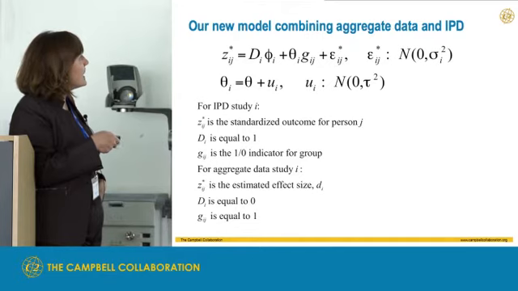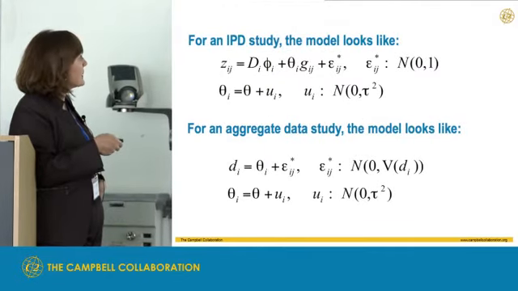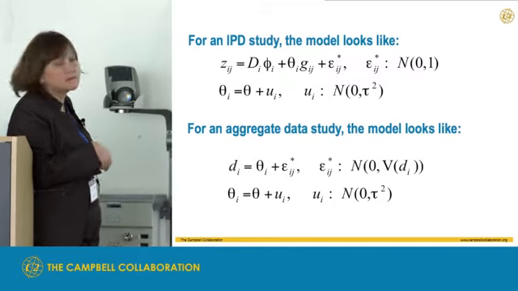So when we have a study that is aggregate data, this goes away, and we just have 1, and we have just the typical simple random effects model. Okay, so here is what it looks like. For an IPD study, our model looks like this. We standardized, so we've got residuals here that are normally distributed with a mean of 0 and standard deviation of 1. And then for an aggregate study model, we have our typical one.